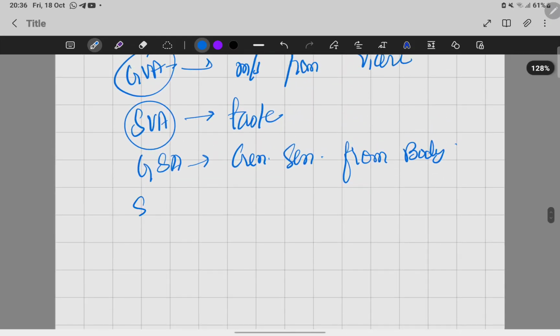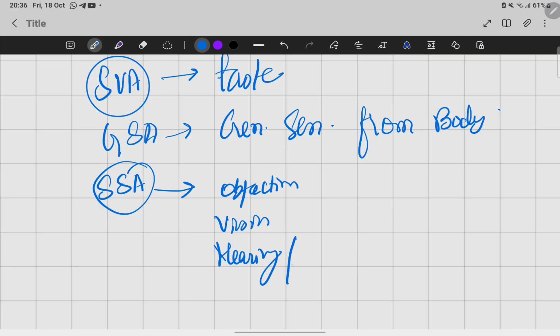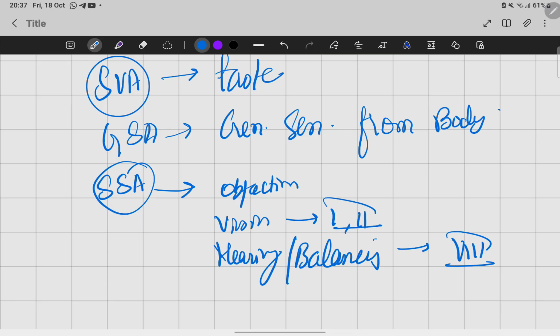And special somatic afferent has multiple functions. It is involved in olfaction, vision, hearing, and balancing. Hearing and balance are the 8th nerve. Vision is the first and second nerve. Vestibular nucleus, cochlear nucleus.